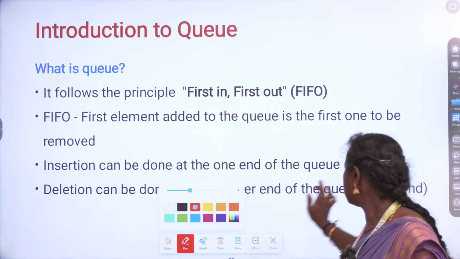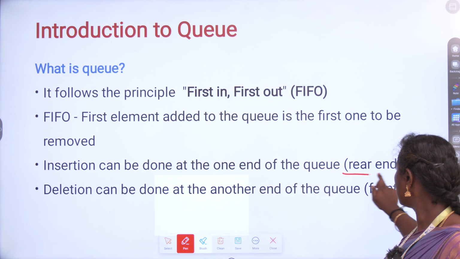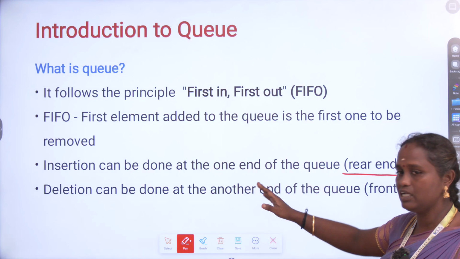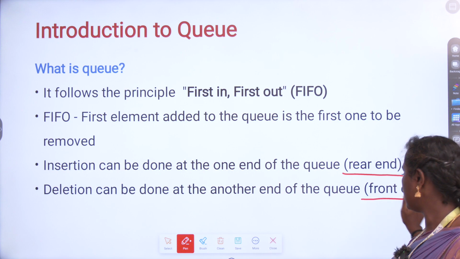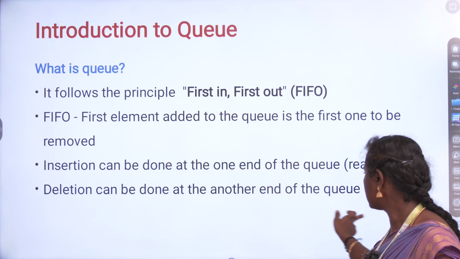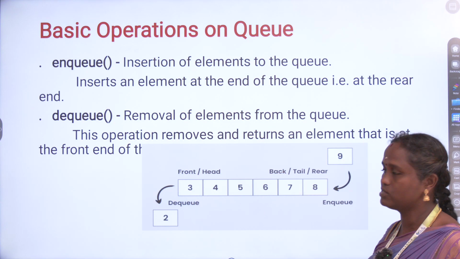So here the insertion can be done at one end, that we will call as the rear end, and the deletion can be done at another end of the queue, that we will call as the front end. Clear? Okay, so we will move to the next thing, that is we will see some operations on queue.